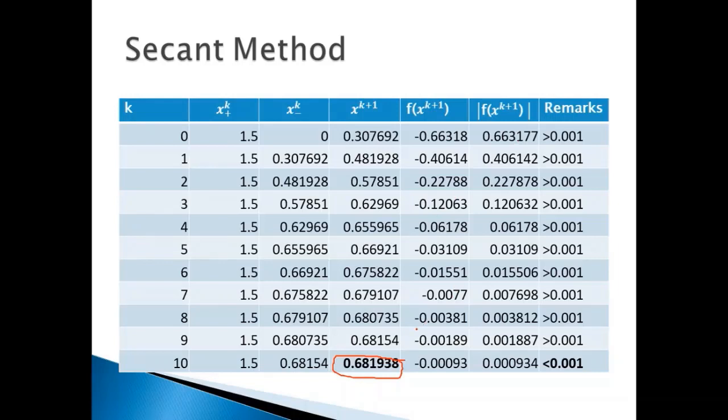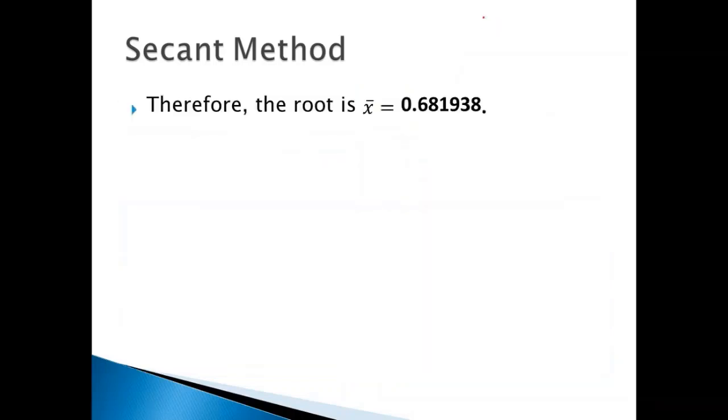So again, the question is, when did it happen that the solution, or the root, was obtained? Using this formula, we have x. At this time, your k is at 10. So 10 plus 1, therefore we come up with the 11th iteration. Again, using the same problem as the bisection but solved through the second method, the root of our equation is at 0.681938.